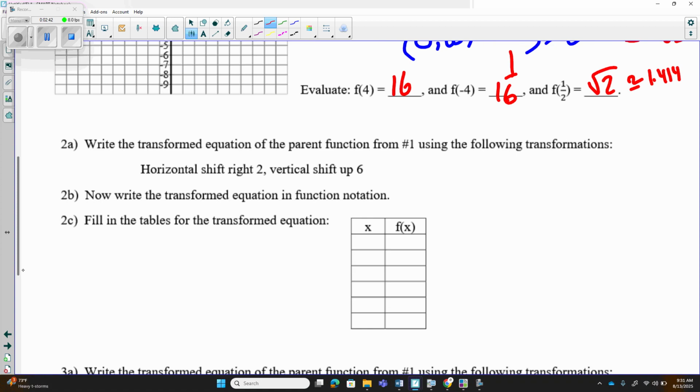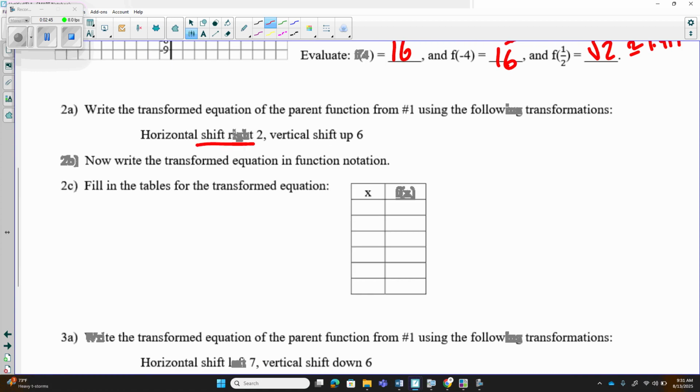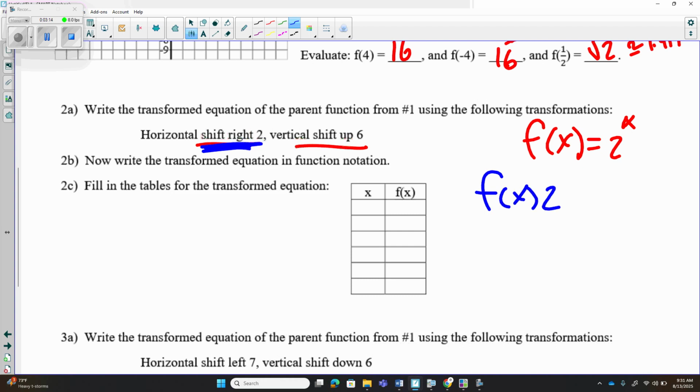Moving on. As I said here, this is your horizontal shift right 2, up 6. So let's write the equation. We have f of x is equal to 2 to the x power. So how would I include a shift right 2? How would I write that inside my equation over here? It would go with the x, that's correct. So it would be 2 to the x minus 2. If you want to put parentheses around it, it's fine. It's going to be up top. It's an exponent. And then I'm going plus 6 is right.